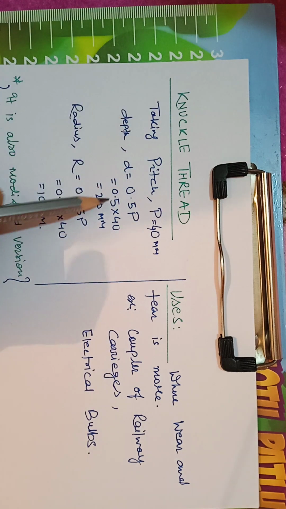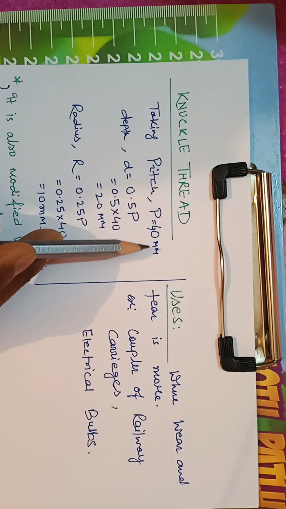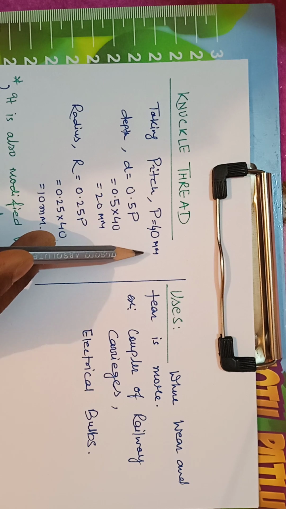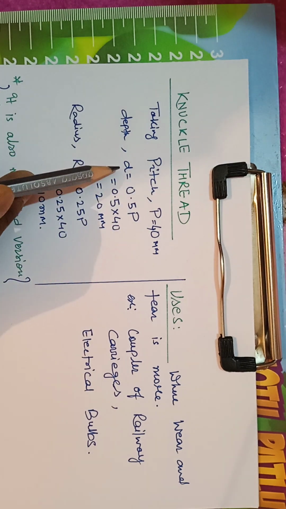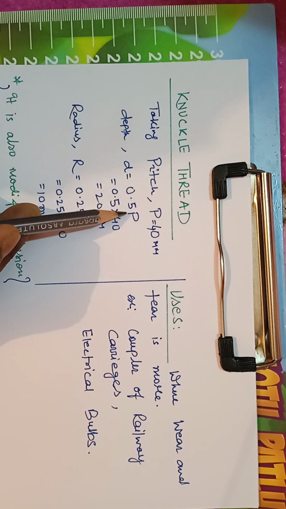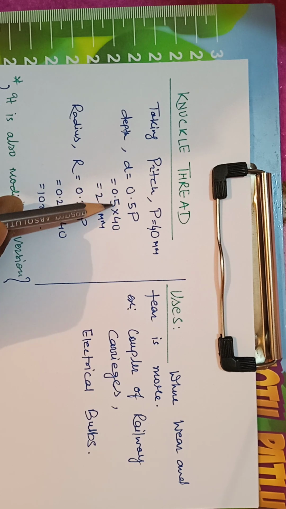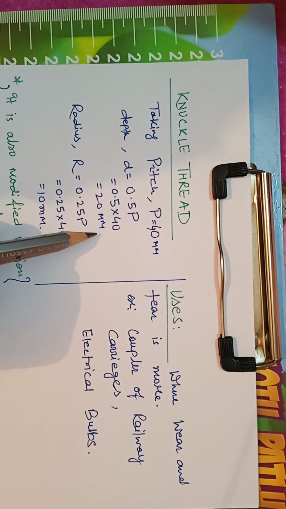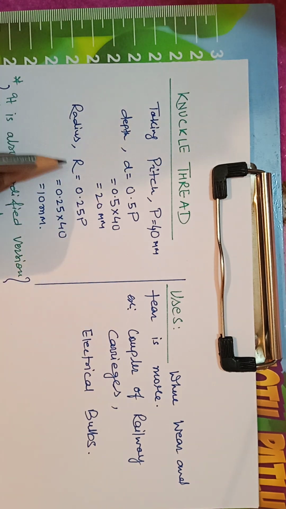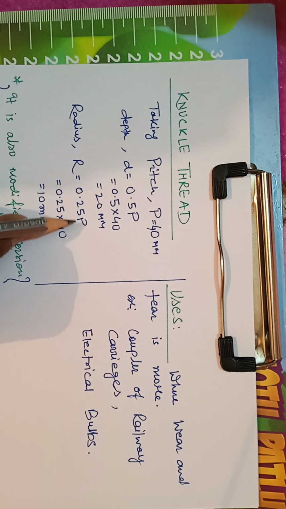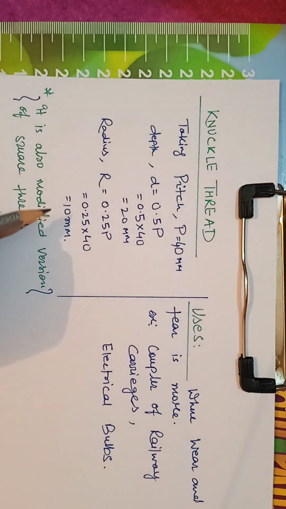So again we are going to assume the pitch as equal to 40 mm. Taking pitch as 40 mm, depth d equals 0.5 p as per the relations, so it is 0.5 into 40, that is equal to 20 mm. So the depth of the thread we have to take is 20 mm. And now radius. As we know, the knuckle thread is round at the top and the bottom, so the radius is equal to 0.25 p. So 0.25 into 40 comes out as 10 mm.